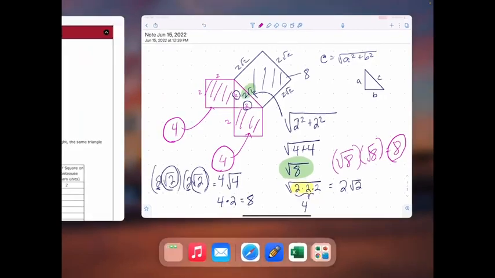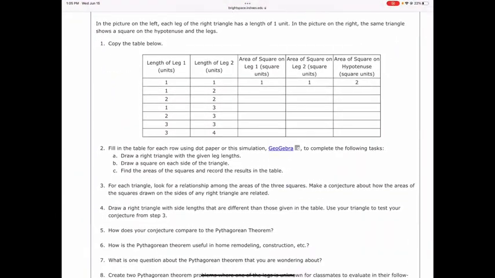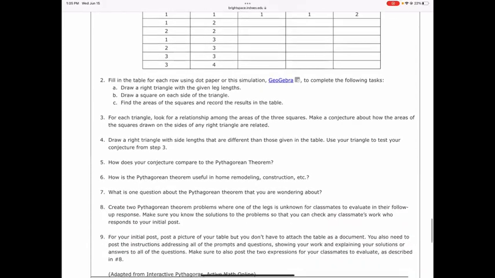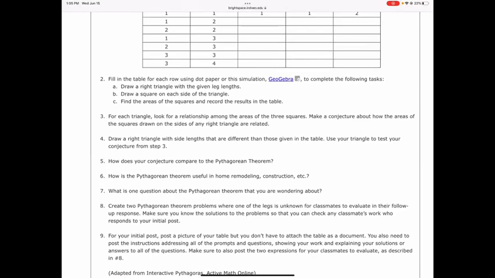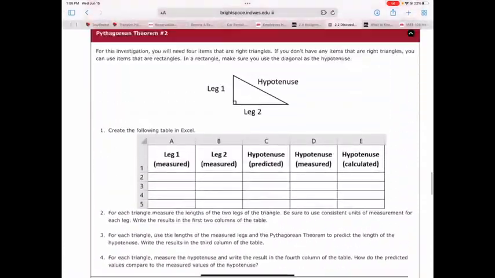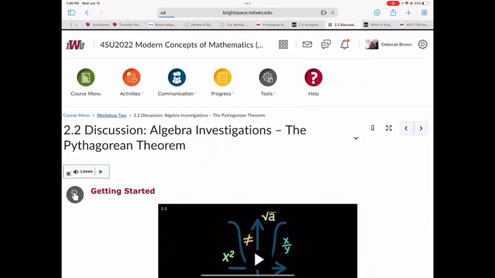Anyway, keep doing that. And make this into an Excel spreadsheet or something, and write this, keep it nice and neat, and then go ahead and put it in the different questions and everything, and do what it's asked you to do. Okay, so that is workshop 2.2. Let's go back.